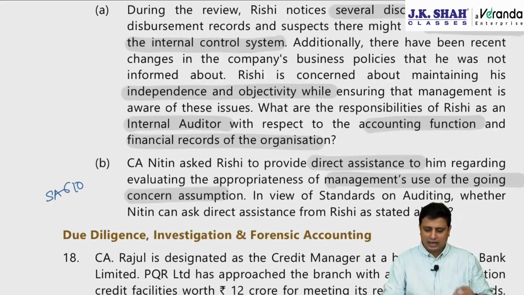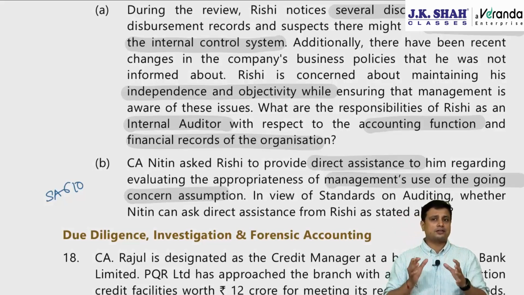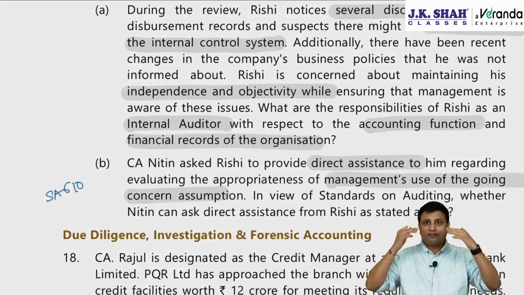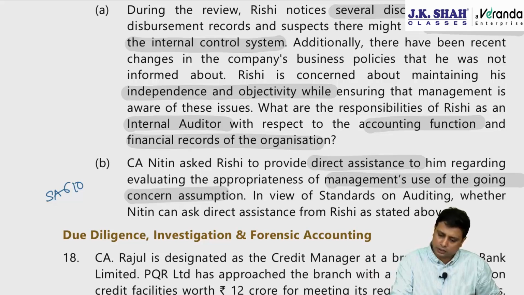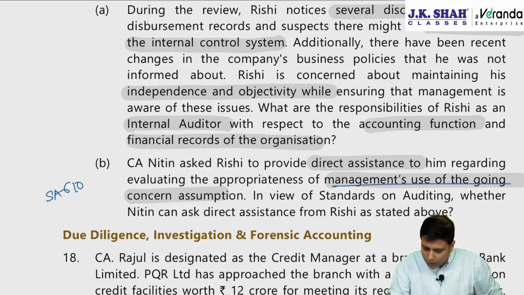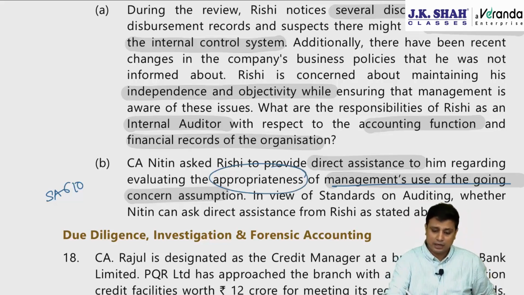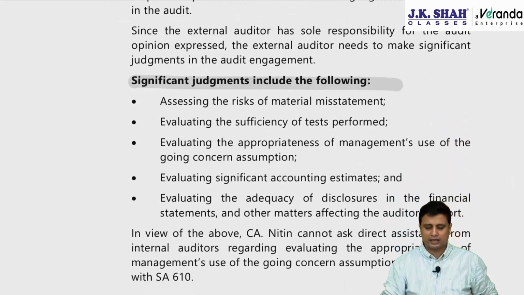Secondly, they are asking, can they use Rishi to provide direct assistance? There are certain areas where we cannot use direct assistance. For example, whenever significant judgment is involved, can we use direct assistance of the internal auditor? No. So here he is being used to evaluate the appropriateness of management's use of going concern. This is a judgment. So wherever there are significant judgments, we cannot use him for direct assistance.